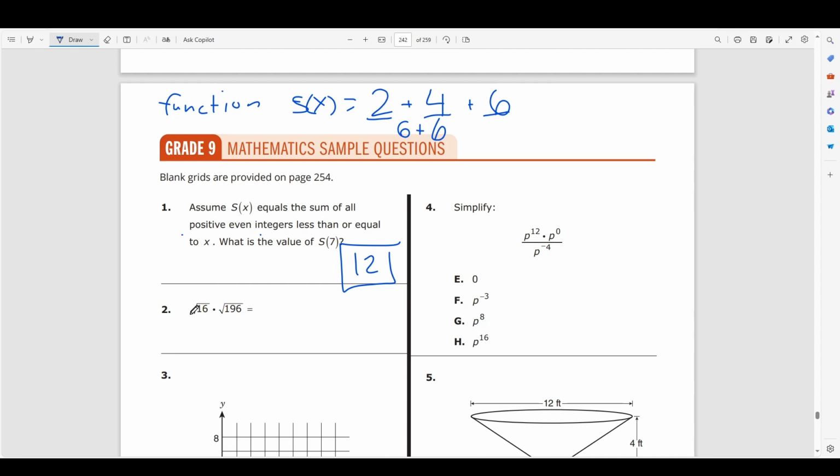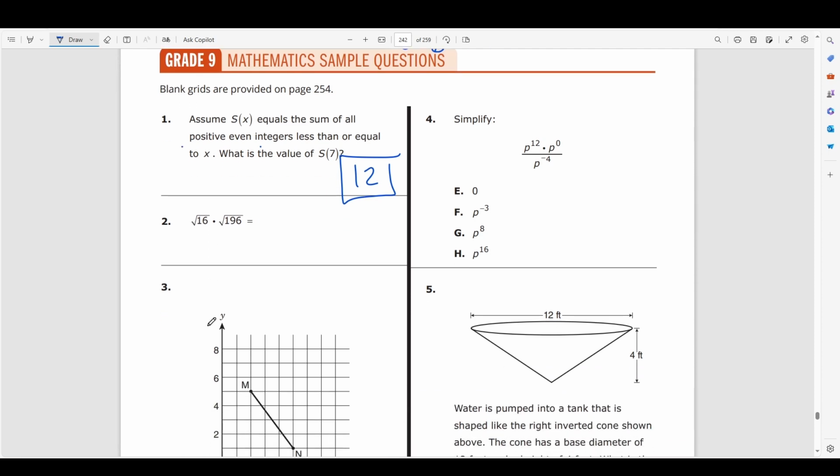Number 2 asks us to multiply the square root of 16 by the square root of 169. These are perfect squares. You should know this off the top of your head. The square root of 16 is 4, and the square root of 169 is 14. Now, 14 times 4, that's going to be 6. That's going to be 1.